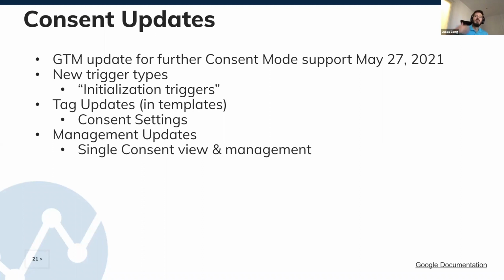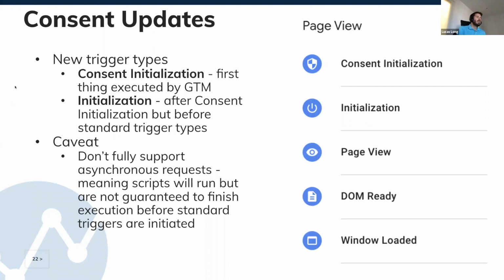And then there are also management updates made. There's a new single consent view, and within that you can view the consent conditions that are applied for each of the tags, and also make mass updates to those. So let's take a look at these in a little bit more depth. The first update was those new trigger types. If you've been in a GTM container, you've certainly seen these. They are what Google is calling initialization triggers.